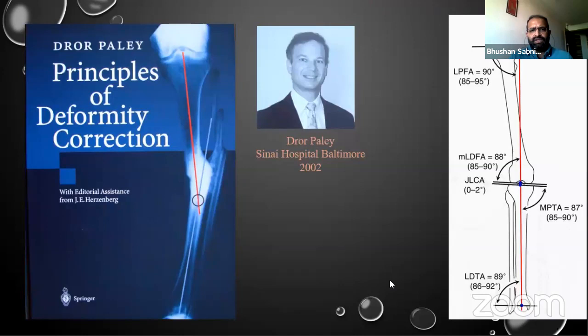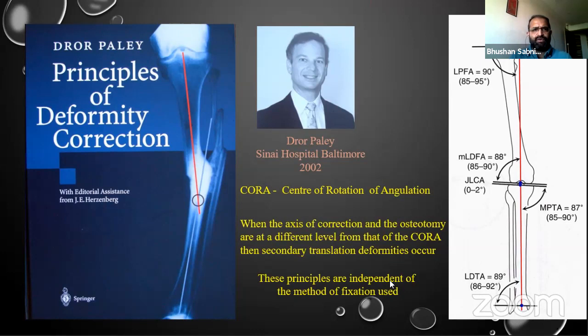We owe a lot to this gentleman for the understanding of deformities, and we all know about the CORA and all those things. Importantly, the CORA for medial compartment arthritis lies in the joint and in the metaphysis of the tibia. So it is an ideal situation where you can correct the deformity at that spot without much translation issues and get a good alignment. These two angles, the MPTA and LDFA, are the ones which are important in giving you an idea about where the deformity lies.